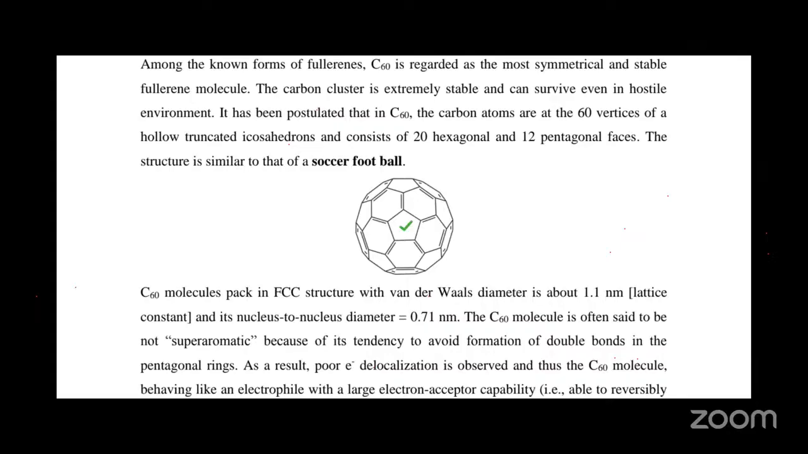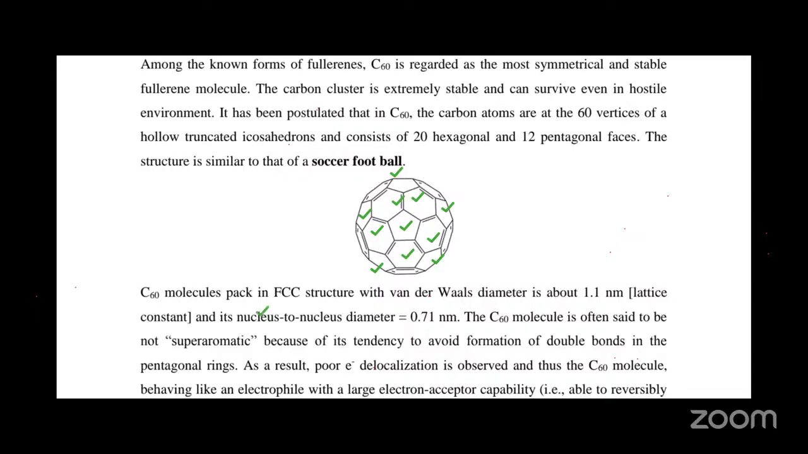This is the 5-membered ring, then this is the 6-membered ring. Next, 6-membered, 6-membered, 6-membered, 6-membered. One 5-membered ring is connected with all the surrounding 6-membered rings. Again here 5-membered, here 5-membered. Like that, 12 5-membered and 20 6-membered rings are joined together to form an FCC structure.